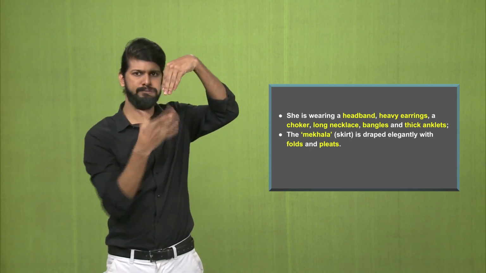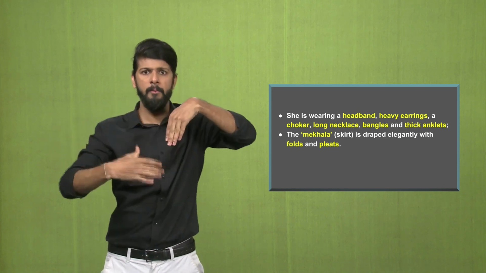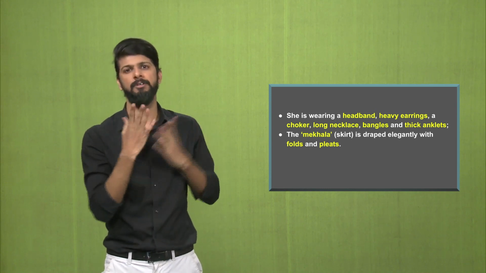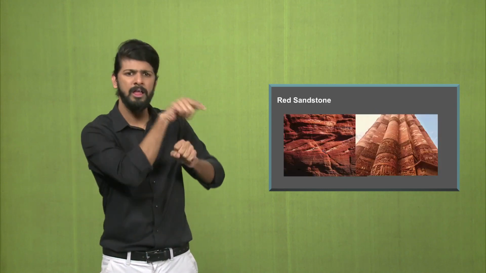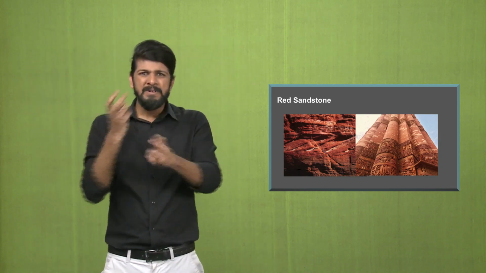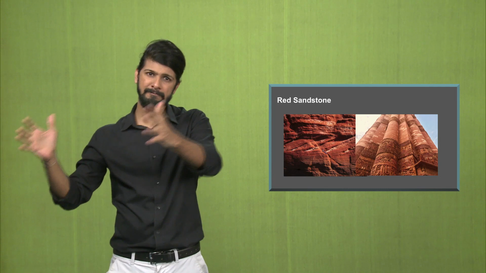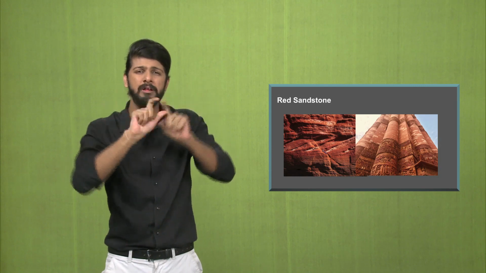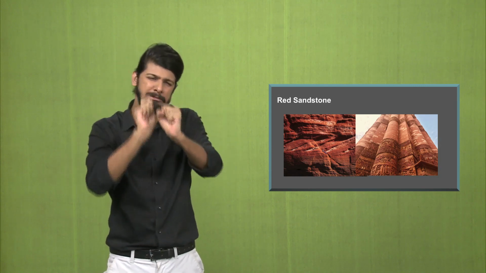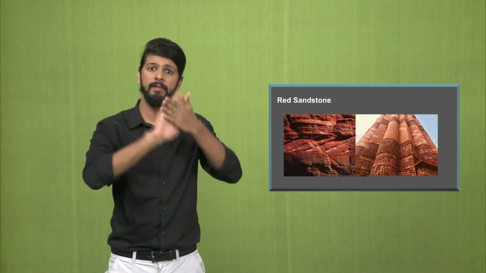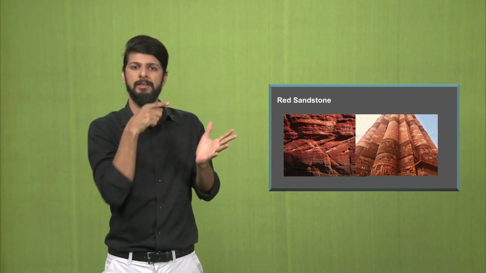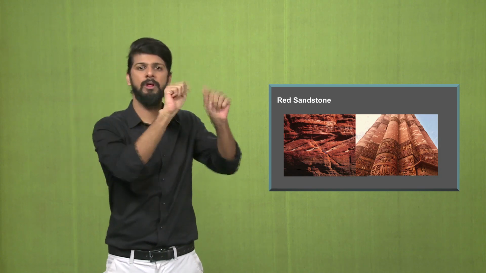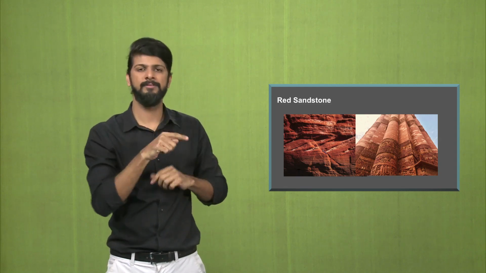She is only clad in a mekhla, which is draped very elegantly with folds and pleats. Very exquisite artwork. This is the picture of red sandstone. Huge boulders and huge blocks were used, chiseled, sharpened, polished to ensure the realistic, proportionate depiction of these kinds of forms, and red sandstone was used. Same as is used in the Qutub Minar is used for the depiction of this sculpture.